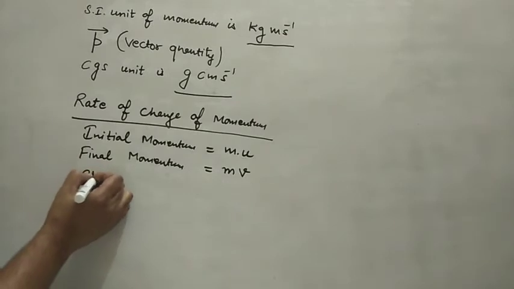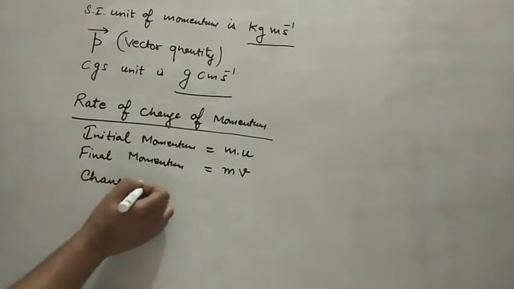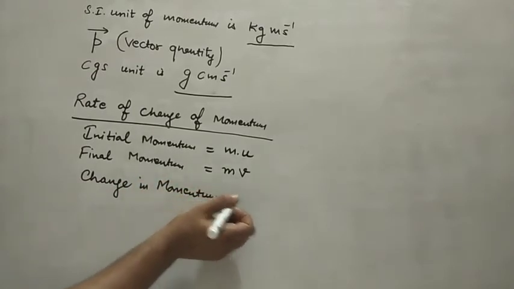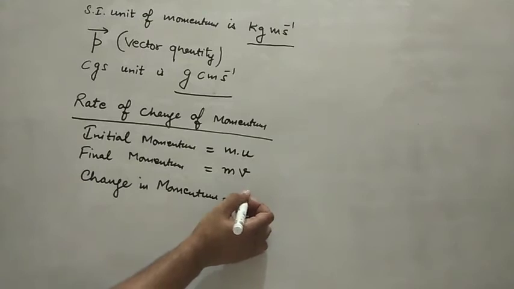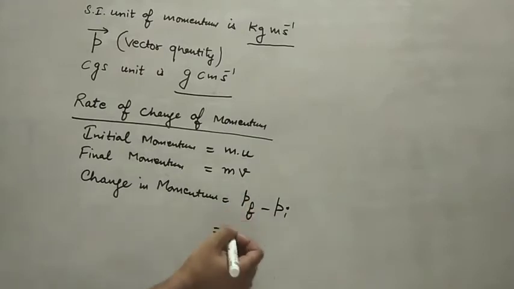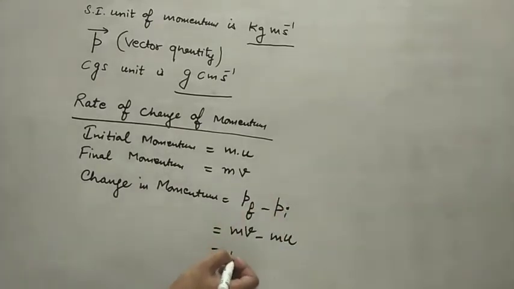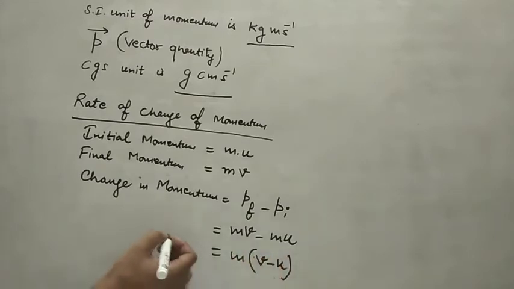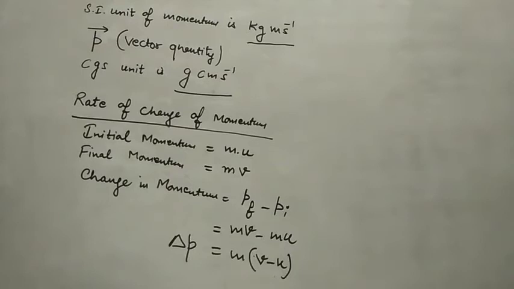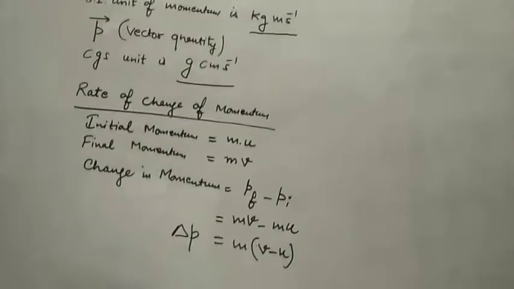So what will be the change in momentum? Change in momentum is final momentum Pf minus initial momentum Pi. So Pf is mv minus mu. Simply I can take mass common, so it is m(v minus u). Let it be delta P. Delta P means change in momentum.